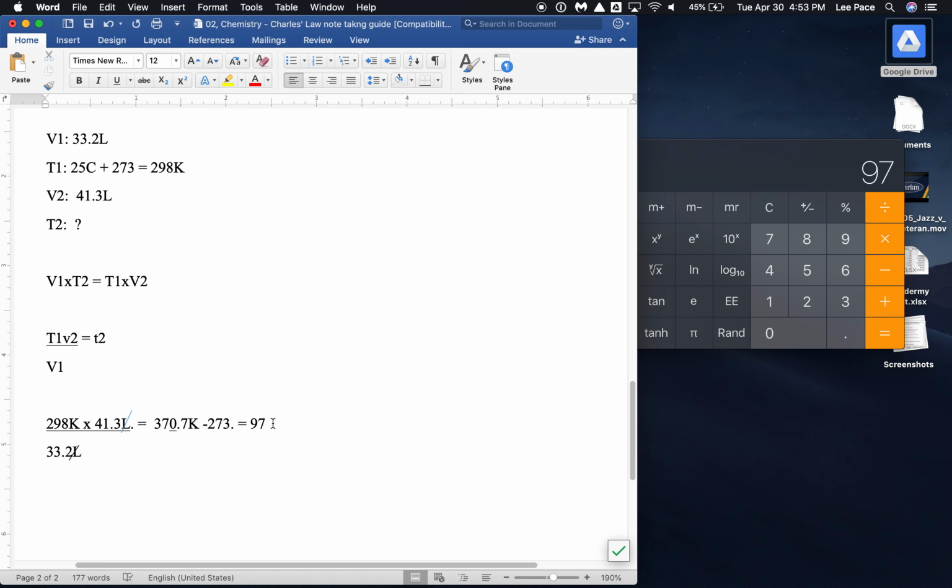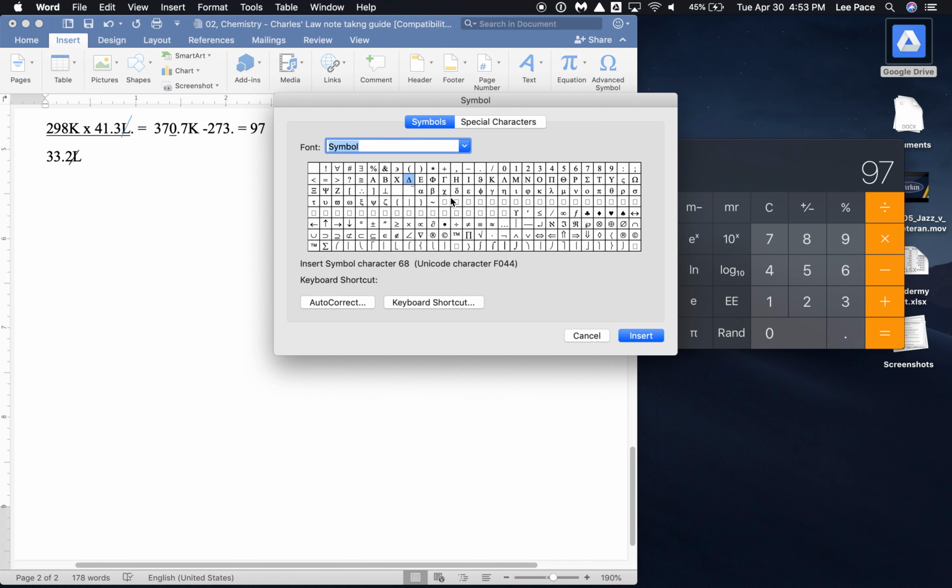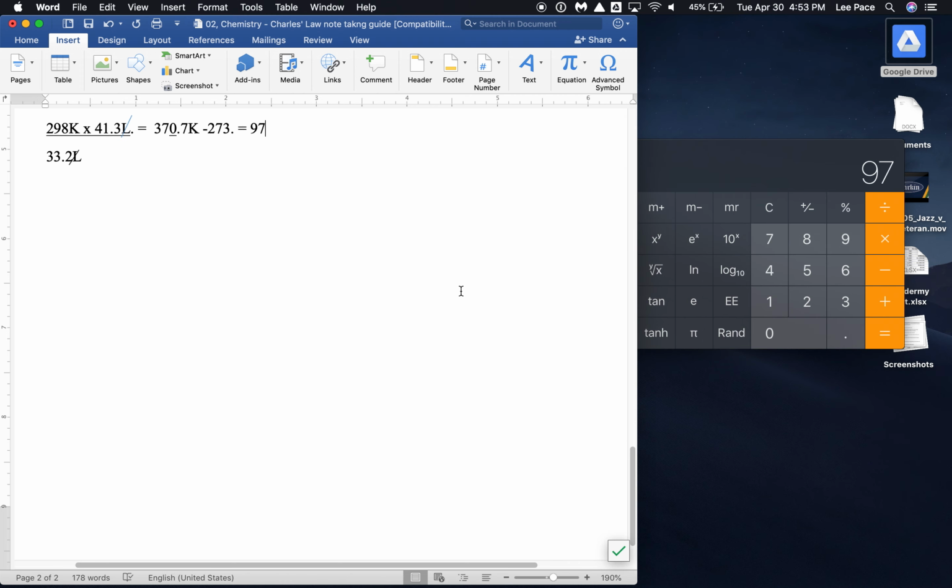Only this time I'm going to put the little degree sign in there somewhere. Forget about it. Okay, there's a little degree goes right there, and then degree C. And then we're done.